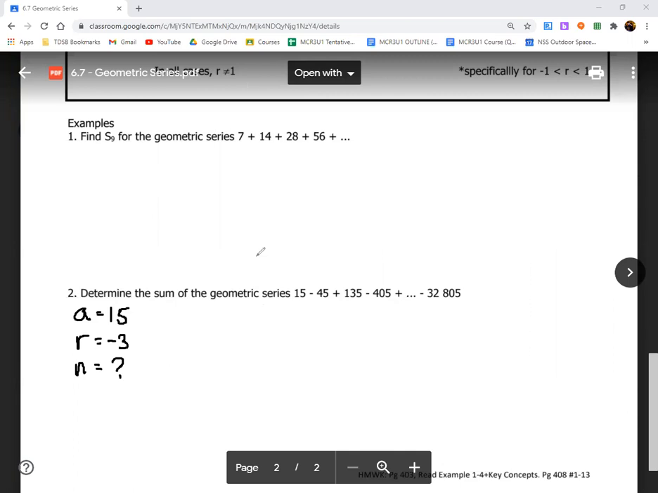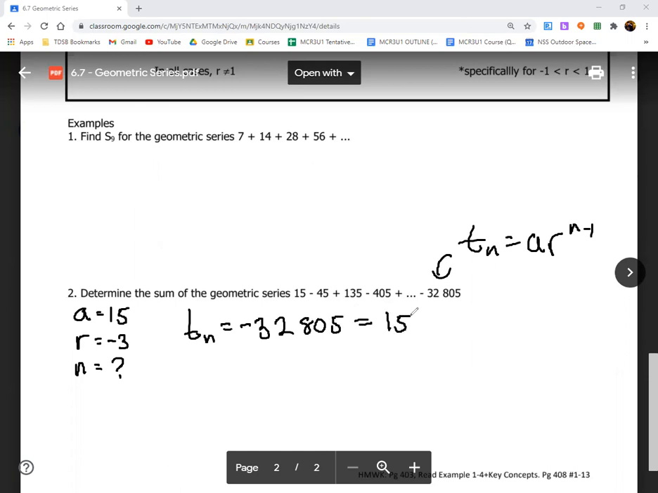Let's do it. I know that this is my final term, and the final term of a geometric sequence is going to be A R to the n minus 1. Might be a little annoying, but it's necessary. Tn, which is negative 32,805, is equal to 15 times negative 3 to the power of n minus 1. If we can figure out the exponent, we've got our n value, and just plug the pieces into our series formula. If I divide both sides by 15, I get negative 2,187 equals negative 3 to the power of n minus 1.